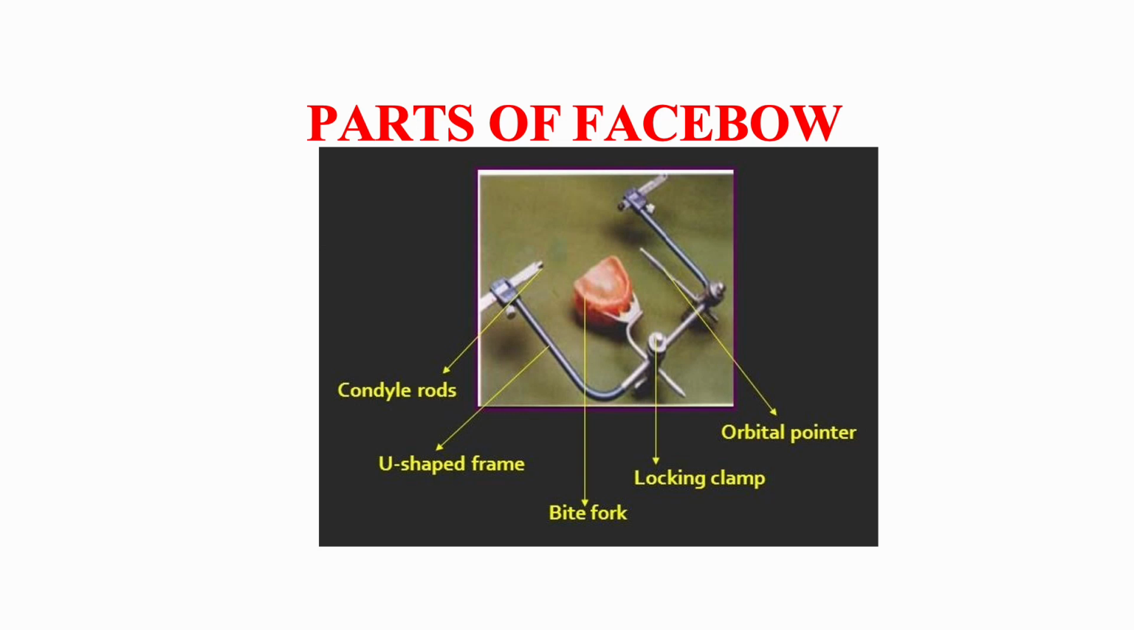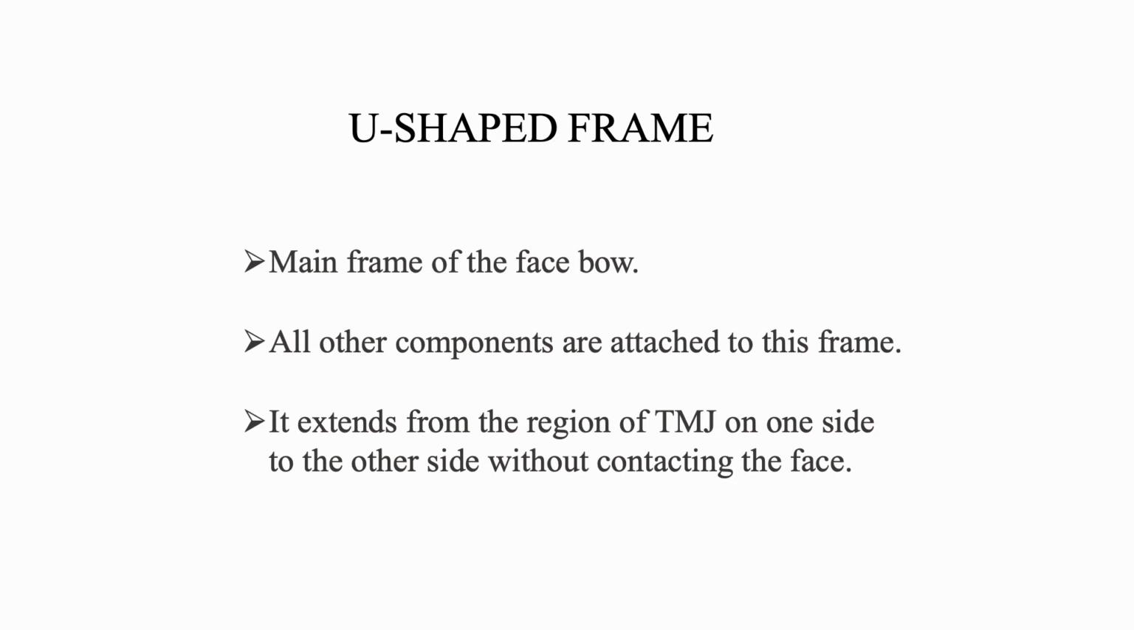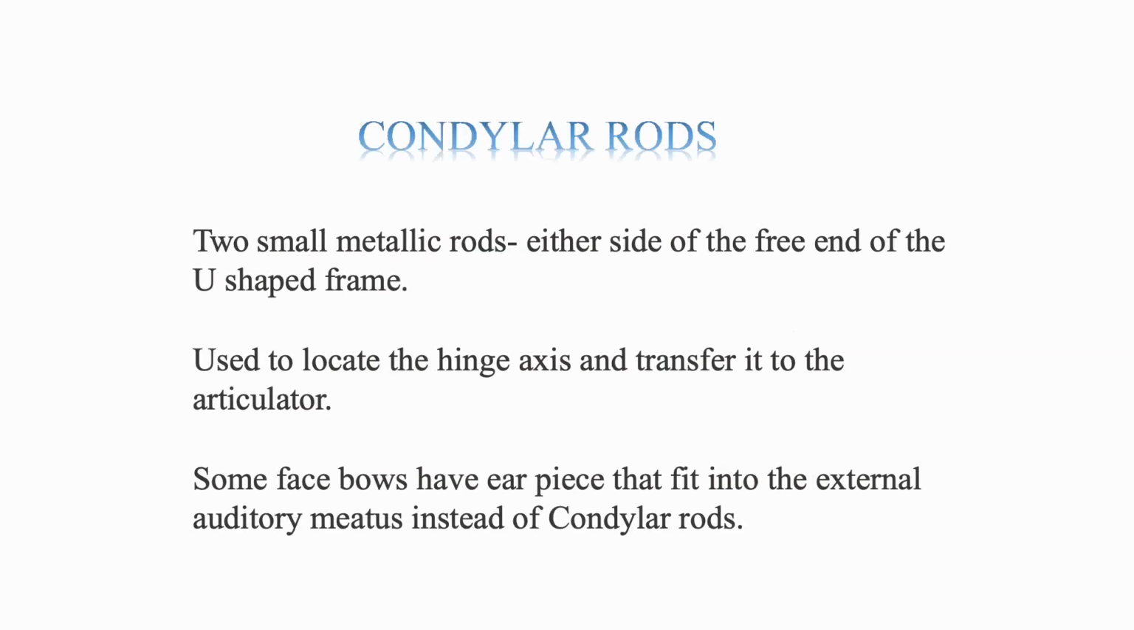Coming on to the parts of the spring bow or face bow, it consists of the condylar rods, the U-shaped frame, the bite fork onto which the occlusal rims are attached, the locking clamp, and then the orbital pointer, wherein the orbitale is used as an anterior point of reference. The U-shaped frame is the main frame of the face bow. All other components are attached to it. It extends from the region of the temporomandibular joint on one side to the other side without contacting the face.